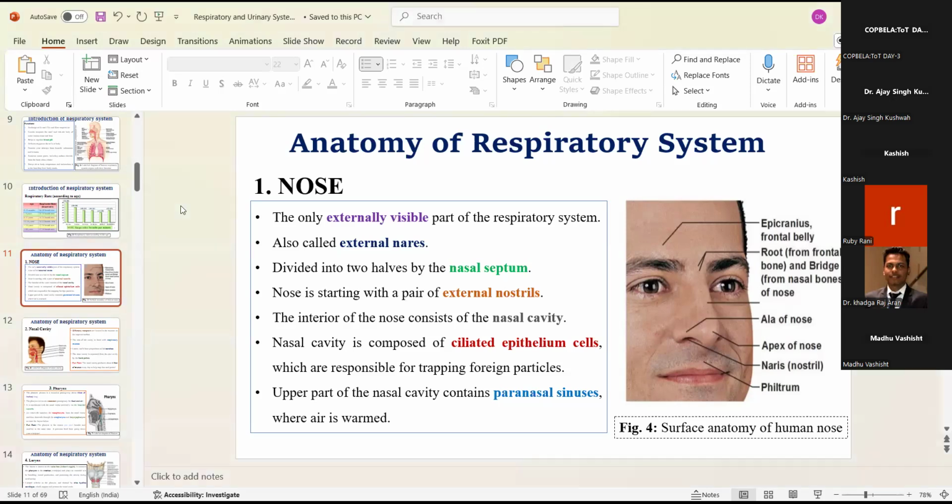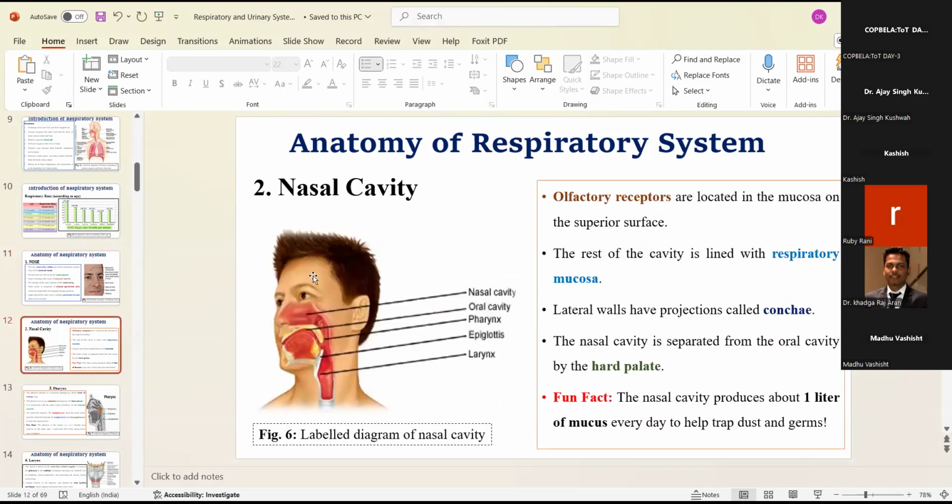So, the nose is the only externally visible part of the respiratory system. It is also known as the external nares, and it is divided by the nasal septum into two parts. Just interior to the nose there is a nasal cavity. In the nasal cavity, there are cells which are responsible for trapping foreign particles and dust. The upper part of the nasal cavity consists of the paranasal sinus, which helps to warm up the air.